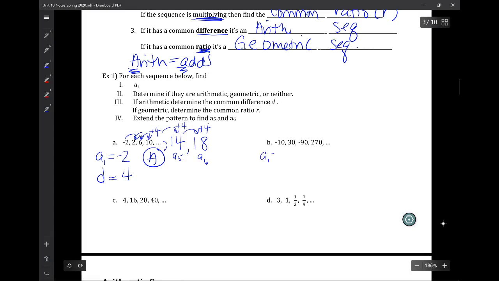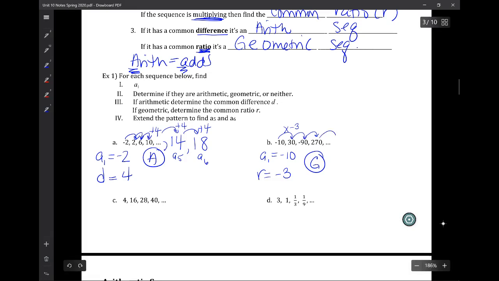Again, A1 is the value of the first term of the sequence, so that's negative 10. But how do I get from negative 10 to a positive 30, then to a negative 90, then to a positive 270? So clearly it is growing, but it's also alternating, and that is because we are multiplying by a negative 3. So our common ratio is negative 3, which makes an alternating geometric sequence because I'm multiplying by something.